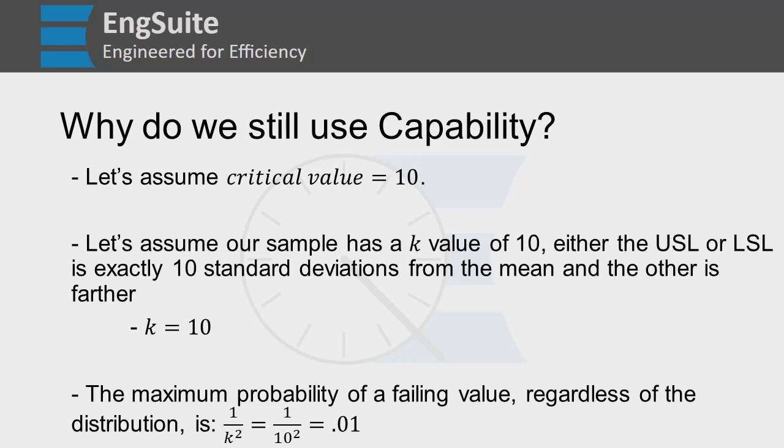We don't need to know the distribution. Well, if K equals 10, then the maximum probability of a failing value, regardless of the distribution, is 1 over 10 squared, or 0.01, so 1%.